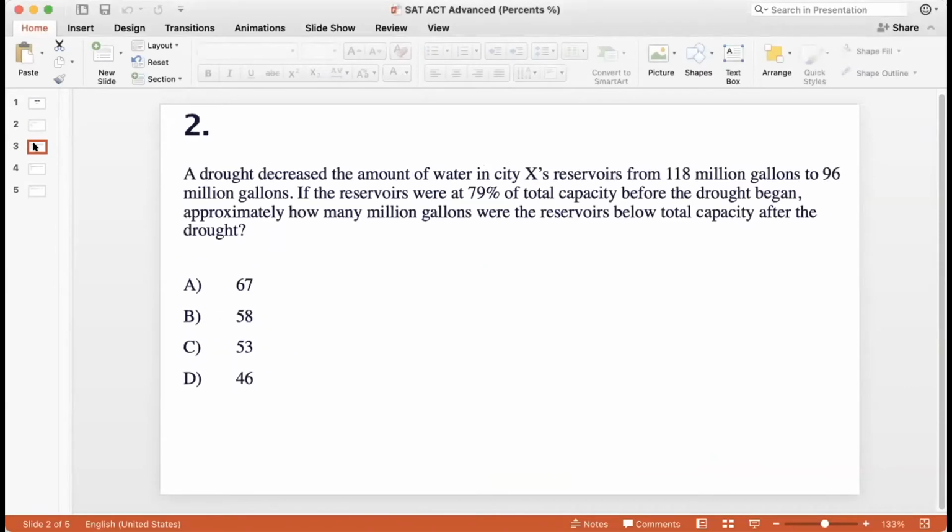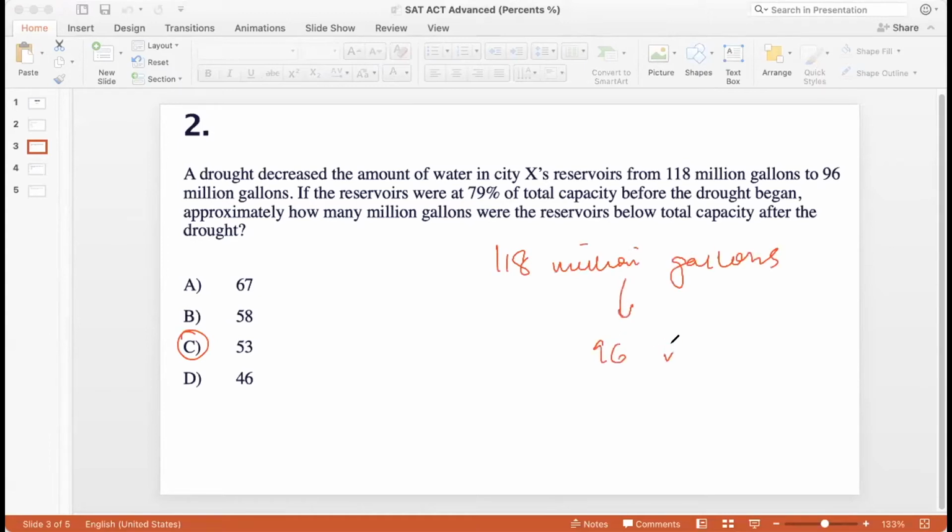Okay. This question. So the right answer for this question is option C, 53. A drought decreased the amount of water in city X's reservoirs from 118 million gallons. So it went down from 118 million gallons to 96 million gallons, right? So this was the decrease in the water.